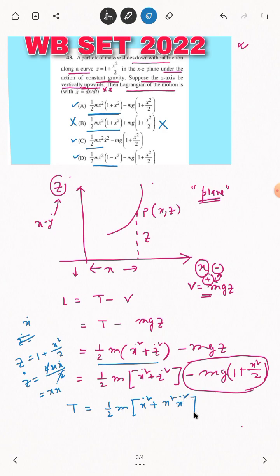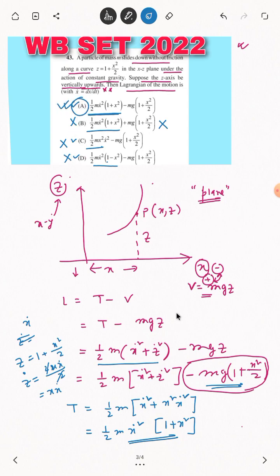Now if you just put here half into m into x dot square plus x square into x dot square, this portion is already done because it is similar in all the problems, so no need to bother about it. Just take x dot square common, so half m x dot square common, and finally we will get 1 plus x square. In which option is it given like this, half m x dot square 1 plus x square? Here it is not like that, so c and d will be eliminated. Obviously a will be the answer.